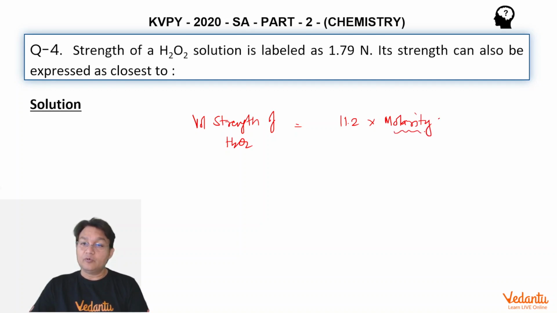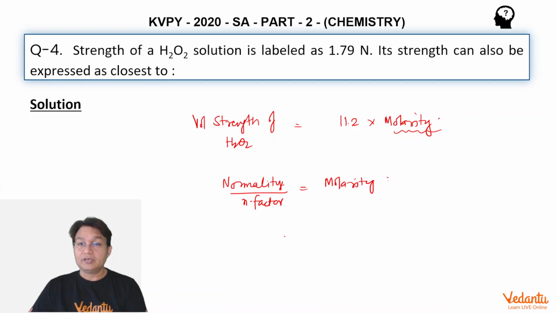But we need to find the molarity, and we know that normality upon n factor is equal to molarity. But what is the n factor for H2O2? H2O2 can either act as an oxidizing agent. If it is an oxidizing agent, then its oxidation number should decrease. From the -1 oxidation state, it should decrease. So it can become -2, which is H2O.